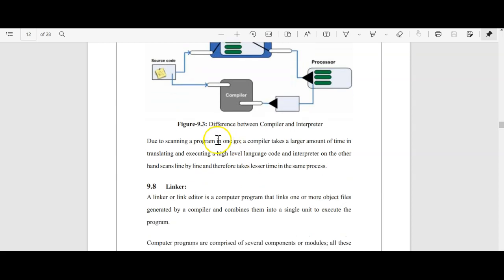Due to scanning a program in one go, a compiler takes a larger amount of time in translating and executing high level language code, and the interpreter on the other hand scans line by line, therefore takes lesser time in the same process.